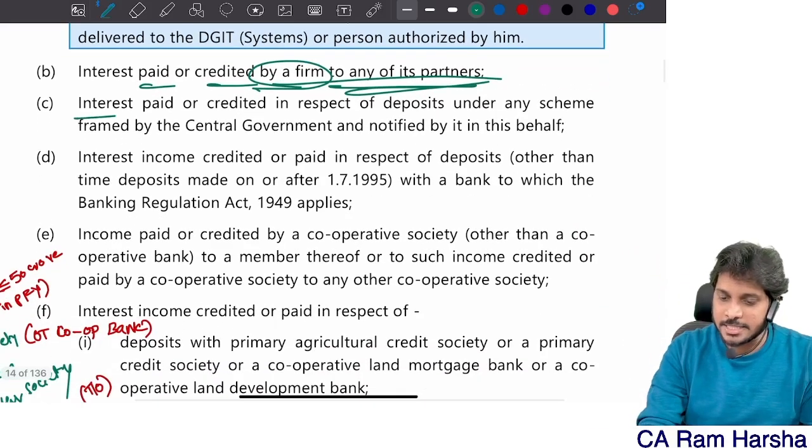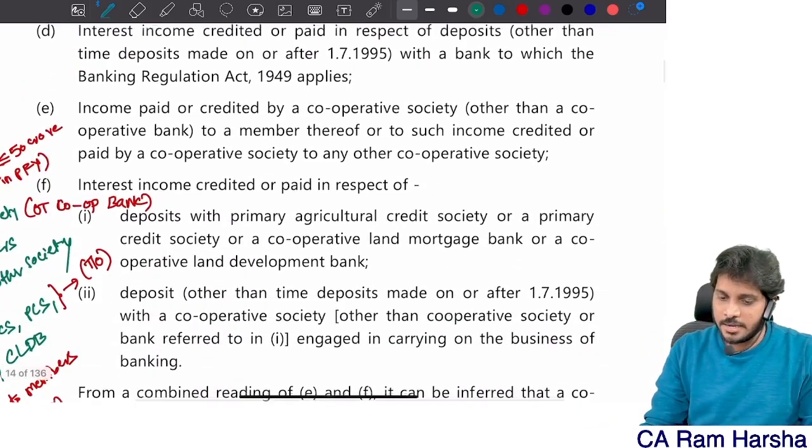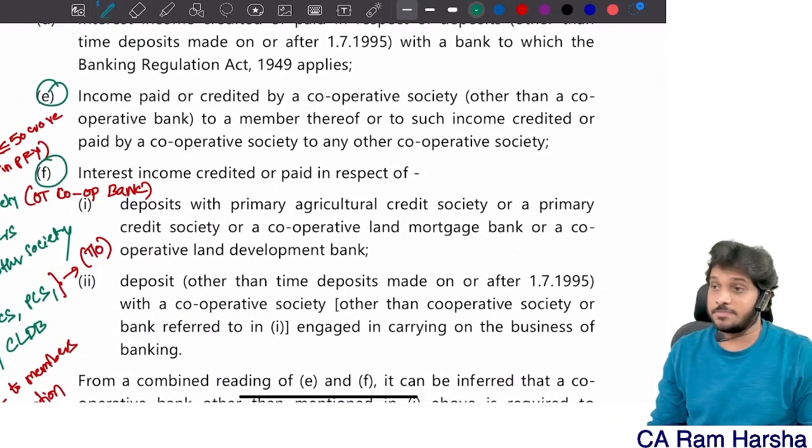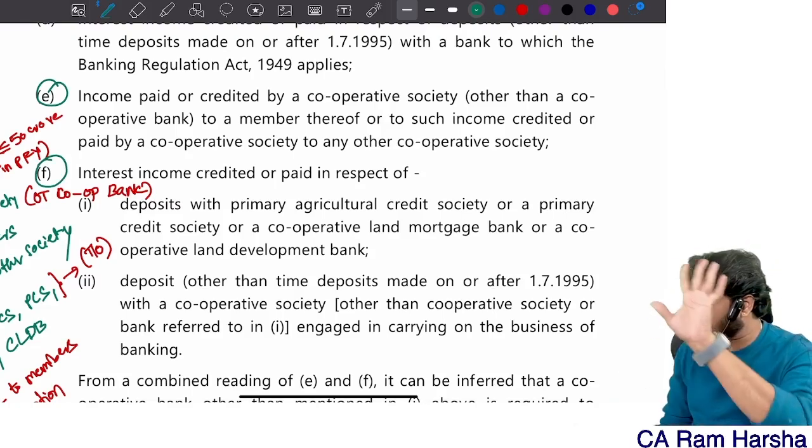In the same way, interest paid or in this, this is an important point. These exemptions are important. Then E and F. This is where mostly people get confused. Many students get confused at the E and F points.